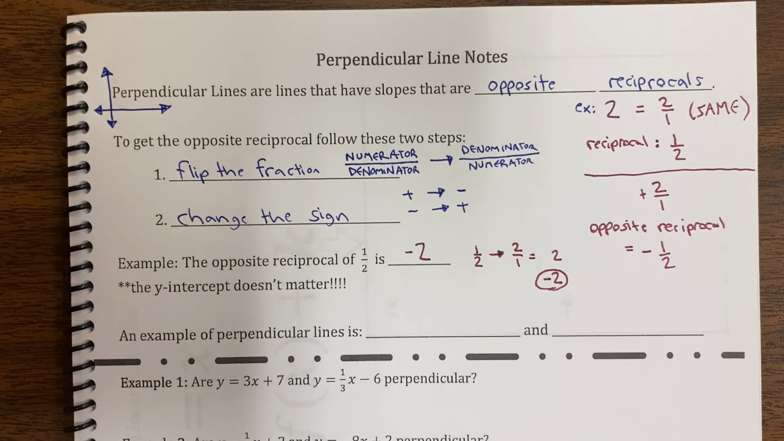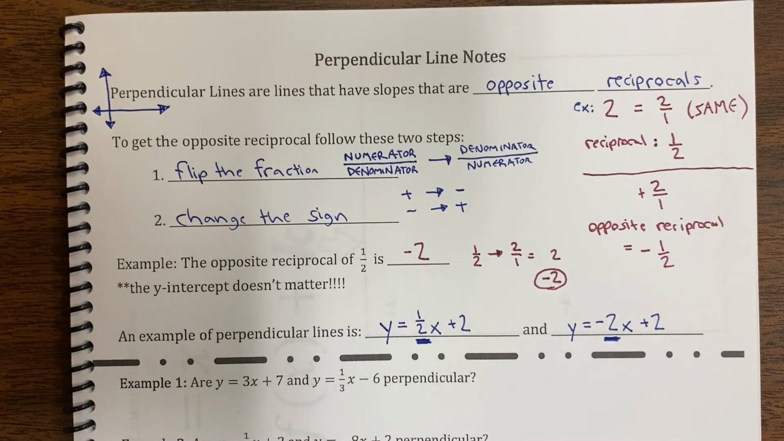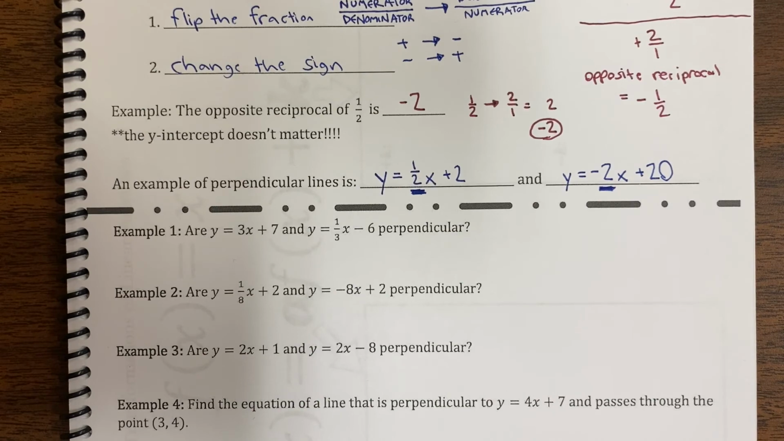An example of perpendicular lines is y equals 1/2 of x plus 2 and y equals -2x plus 2. Remember, they have to have opposite reciprocal slopes, and the y-intercepts don't matter. They could be any number. They could stay +2, or one of them could be +20. The y-intercepts do not matter. The only thing that matters with perpendicular lines is that their slopes are opposite reciprocals. Let's look at some examples.